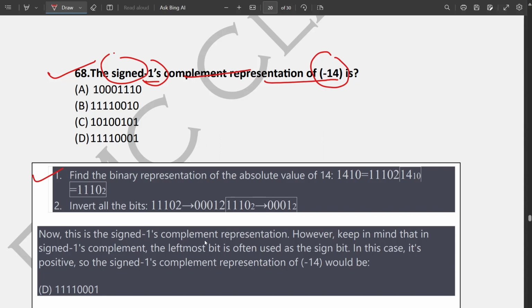Next, the signed 1's complement representation of minus 14. Find the binary representation of the absolute value 14 base 10, and we convert it to binary, we get 1110 base 2. Invert all the bits and we get 0001 base 2. The answer will be 1111. Option number D is correct.